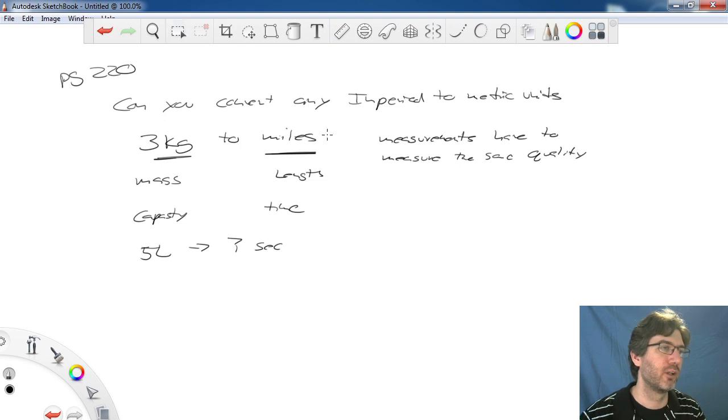Like you can convert meters to miles because they both measure length. You can convert kilograms to pounds because they both measure mass. You can convert liters to cubic centimeters because they both, well, those are both unit metric. You can convert liters to cubic inches because they both measure volume. Things like that.